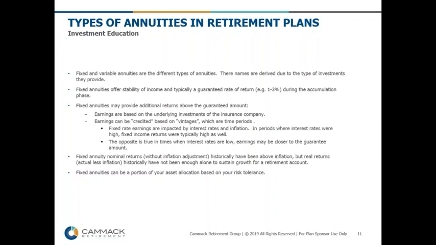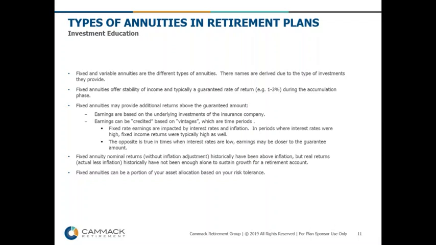Okay, moving on. Fixed annuities and variable annuities are different. Their names are derived from the type of investments they provide. So a fixed annuity offers stability of income and typically a guaranteed rate of return, such as a 1 to 3% return during the accumulation phase. Fixed annuities may provide additional returns above the guarantee amount. Earnings are based on underlying investments.